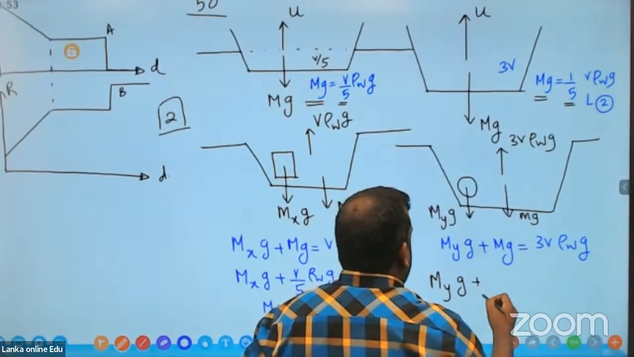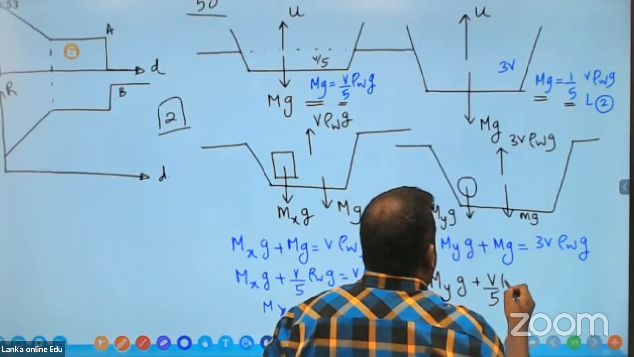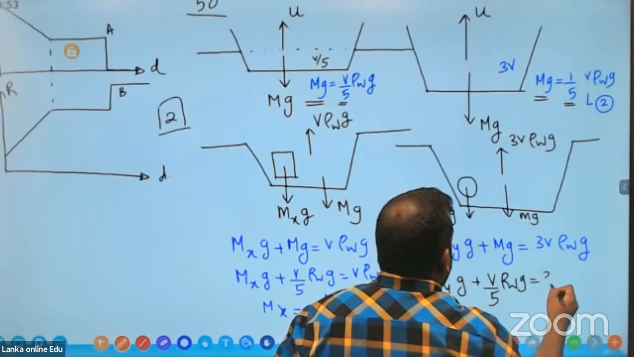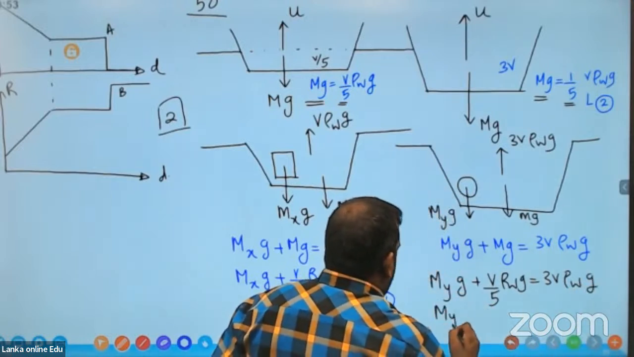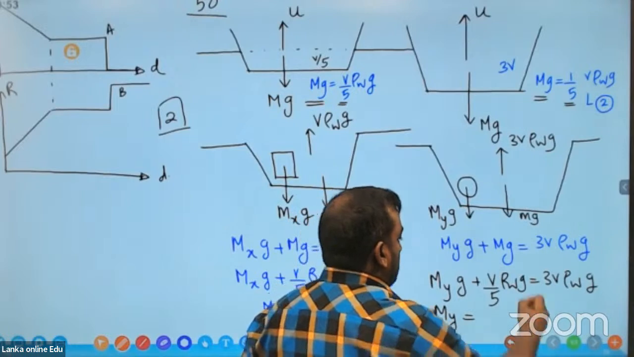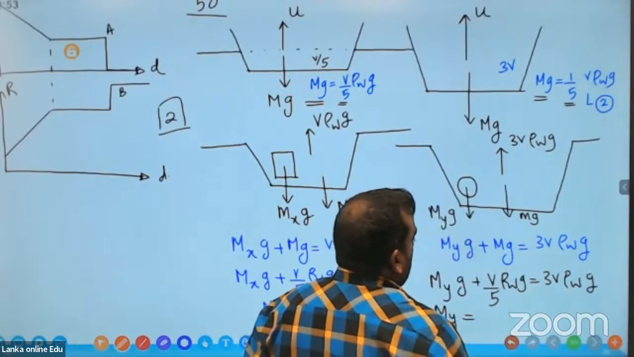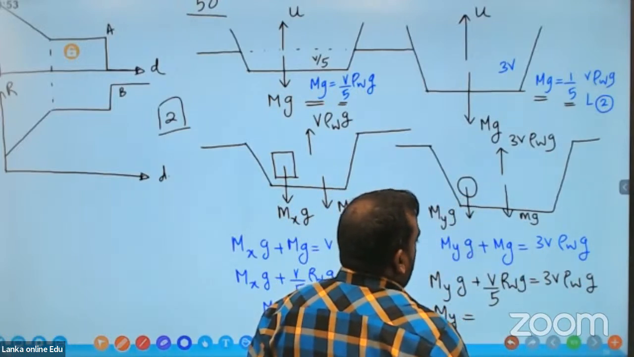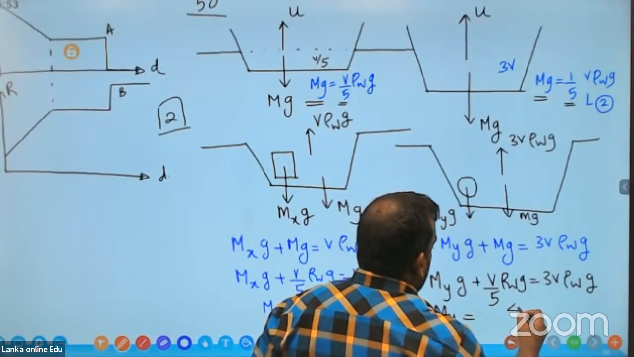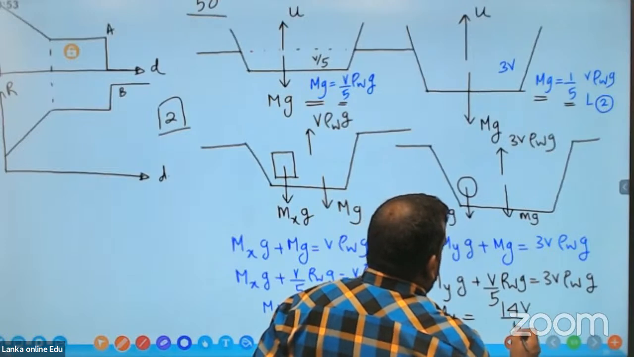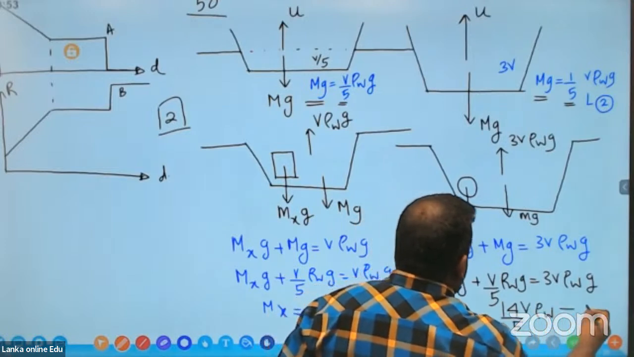Myg plus V over 5 rho Wg equals 3V rho Wg. My equals, g cancels off, 3V minus V over 5, 15 minus 1, 14. 14V over 5 rho W. Equation number 2.